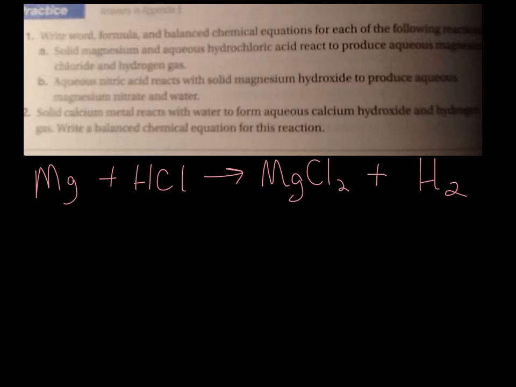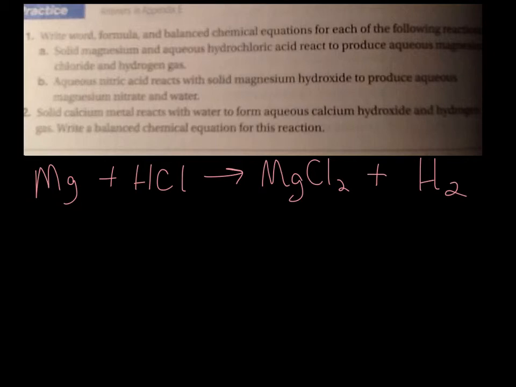I rewrote it here. Magnesium plus hydrochloric acid makes magnesium chloride and hydrogen gas. And we would put the S and the aqueous, the AQ and the AQ, and the G behind the hydrogen. I'm going to leave those out because let's practice balancing here.